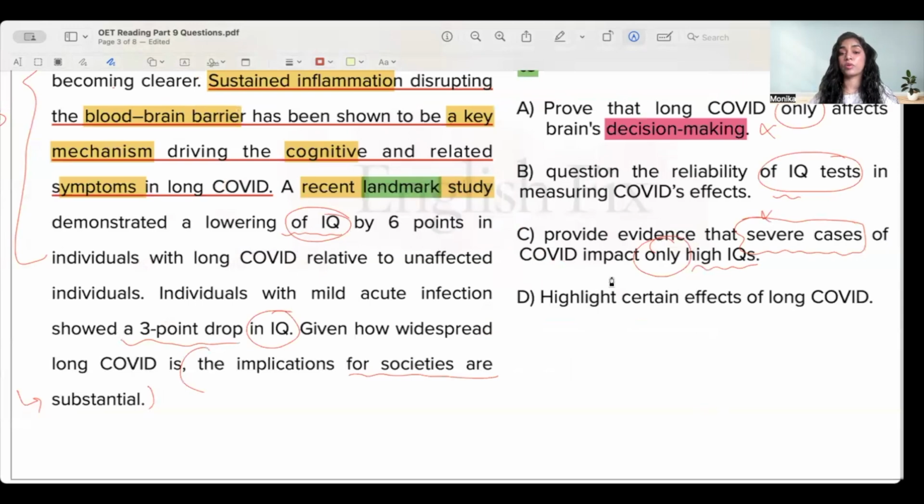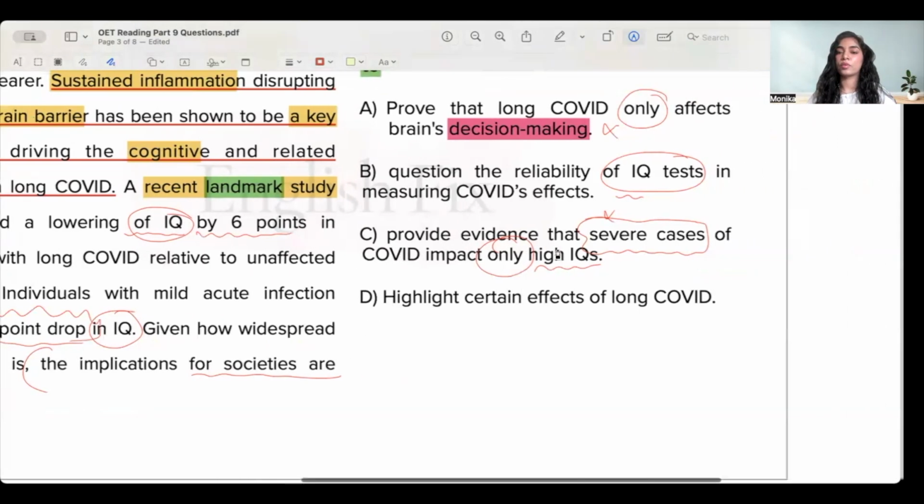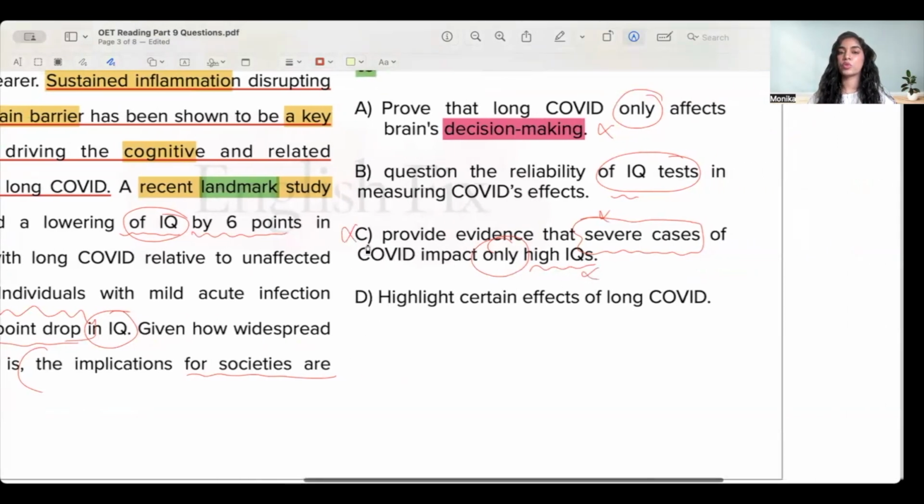Also, they have talked about impact only on high IQs. They have told me by how many points the IQ was reduced, but they haven't told me what the IQ was to begin with. Was it a high IQ? Was it already a very low IQ? I don't have that information. So, no, my answer option C is also going to be wrong here.